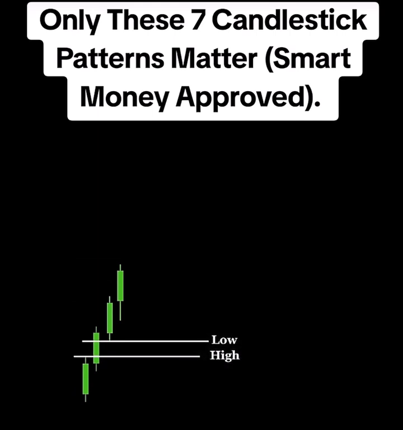zone between them becomes your opportunity. It's not just support, it's a high interest area where institutions stepped in aggressively and left a footprint. That's your entry point, where price should return briefly before launching again.